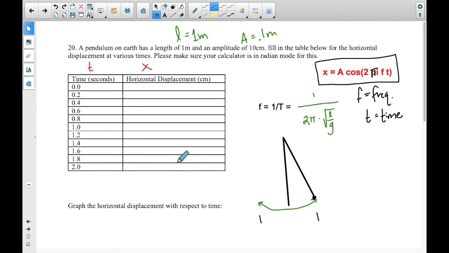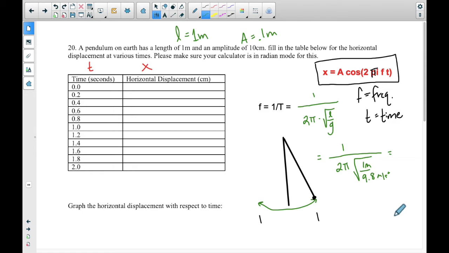Okay, do we have enough information yet? Not really. Okay, T is over here, so we're okay on that. F we are missing. And A we are given, so that's good. We need to find F though, and that's where this part of the calculations comes into play. So we're going to do this. I'm going to plug in what we do know. So we keep our 2 pi. It is 1 meter over 9.8 meters per second squared.